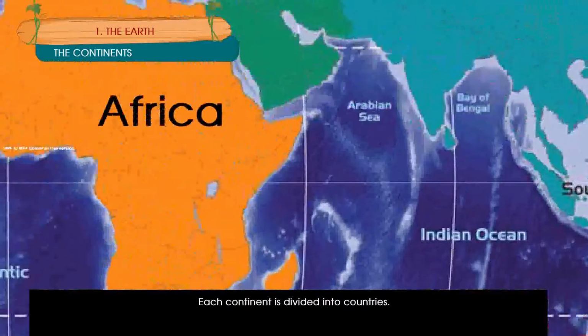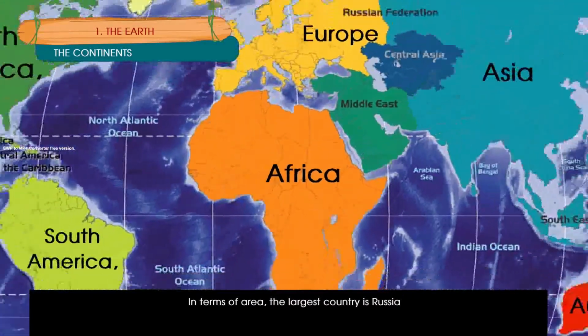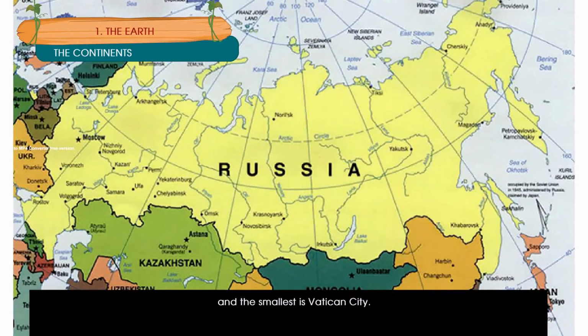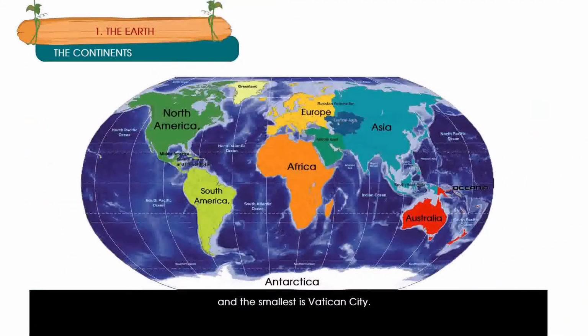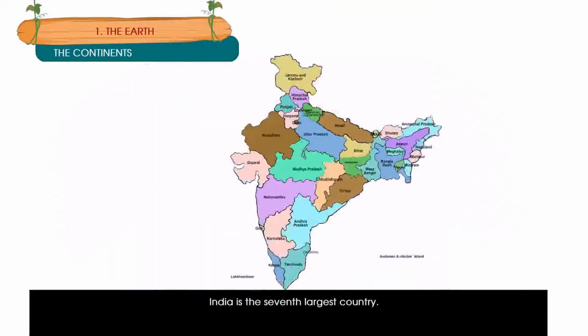Each continent is divided into countries. In terms of area, the largest country is Russia and the smallest is Vatican City. India is the 7th largest country. Find out the names of the countries which are larger than India.